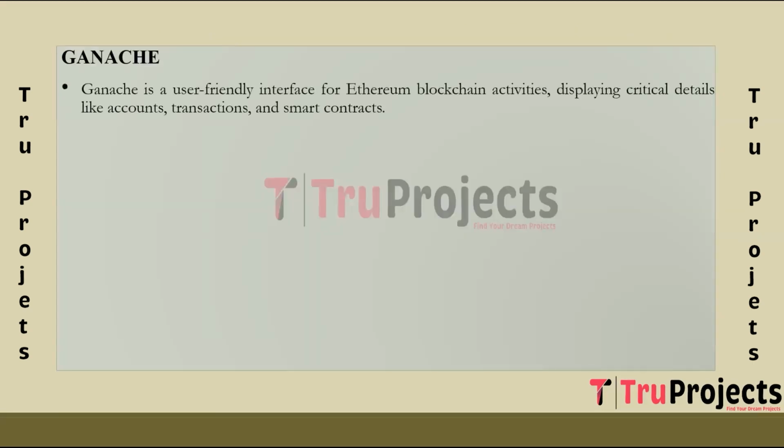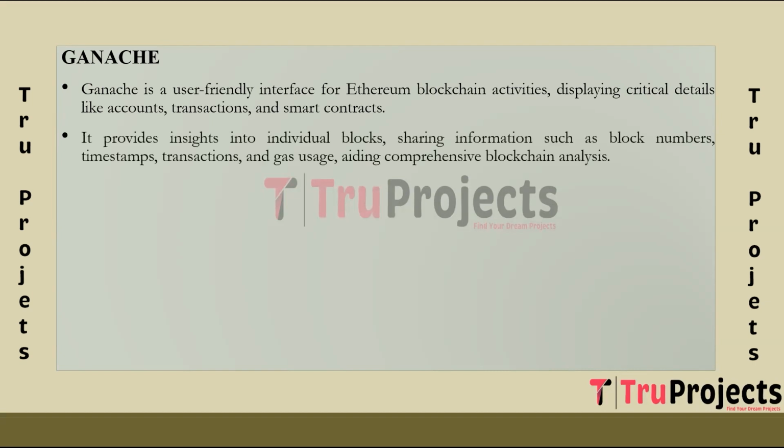Ganache. Ganache is a user-friendly interface for monitoring Ethereum blockchain activities. It simplifies tracking of accounts, transactions, and smart contracts, making it accessible even for users without in-depth blockchain expertise. Ganache offers detailed transaction information including sender, receiver, amounts, gas usage, and success status, aiding debugging and ensuring transaction accuracy. It also tracks smart contract deployments, confirming correct deployment and functionality. This transparency simplifies monitoring and verification process.